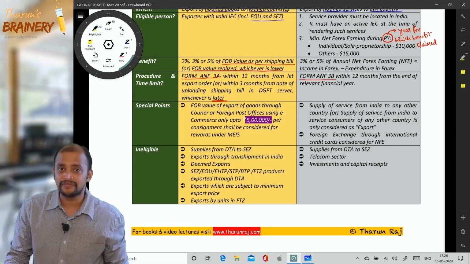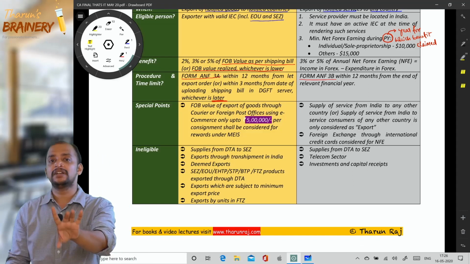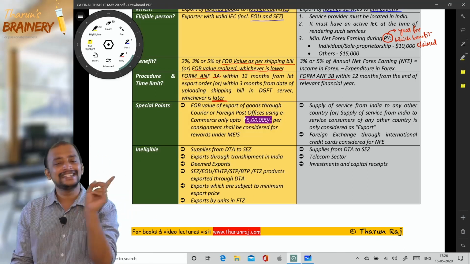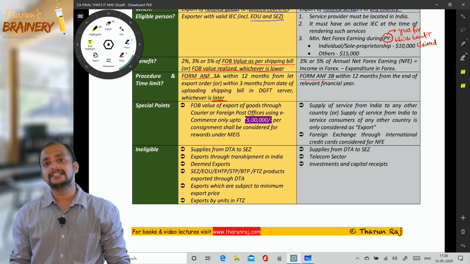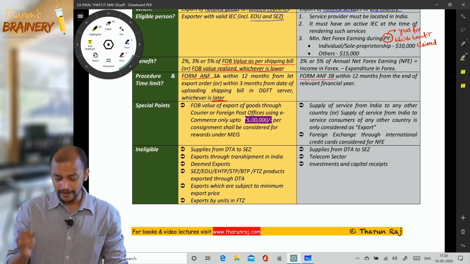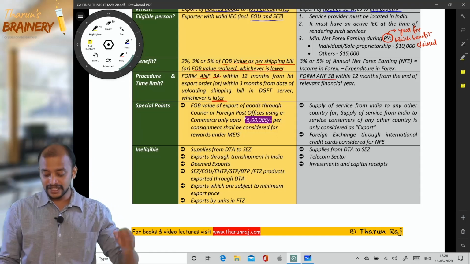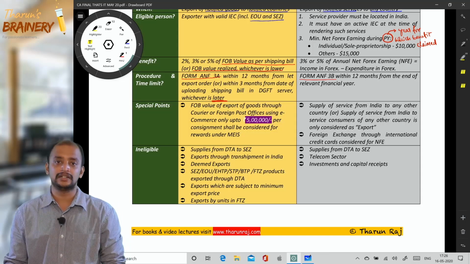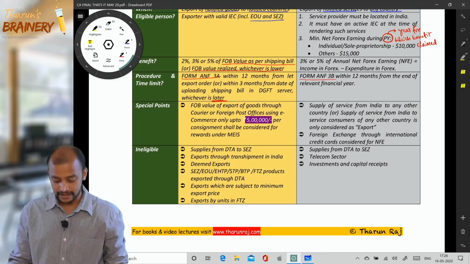SEIS, when will it be filed? See, MEIS will be filed consignment-wise. You export it, for that consignment you will claim MEIS. But SEIS is not that way. SEIS is for the year for which you have exported the services. Form ANF3B within 12 months from the end of the relevant financial year. So yearly you have to go for it.